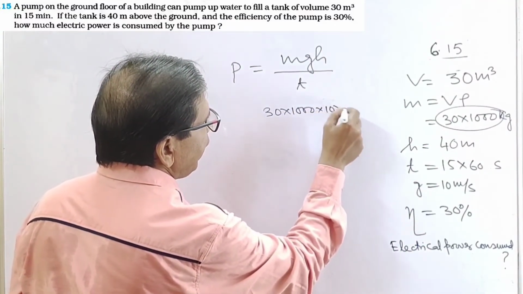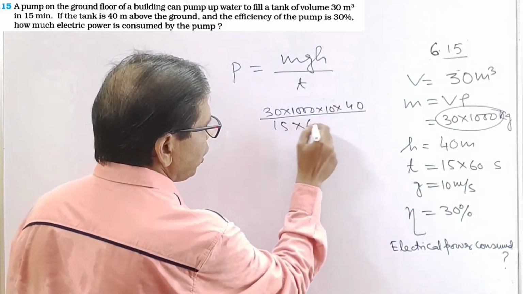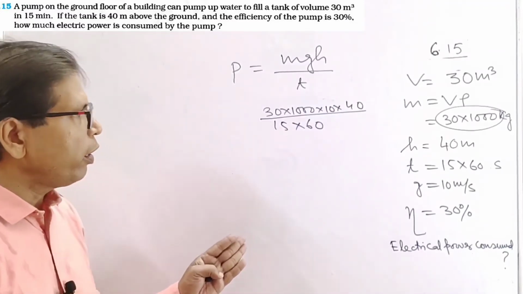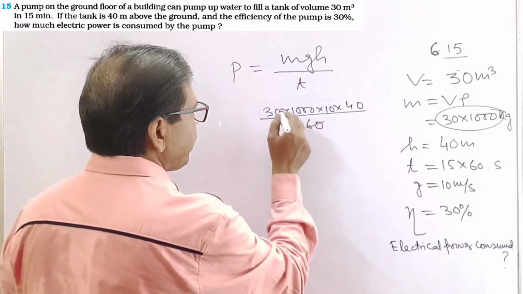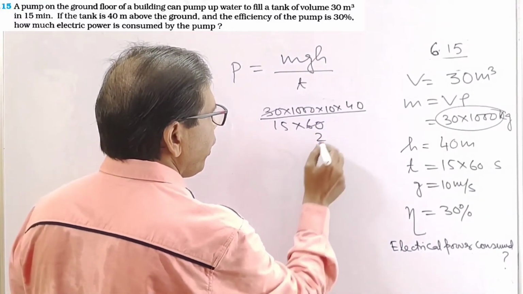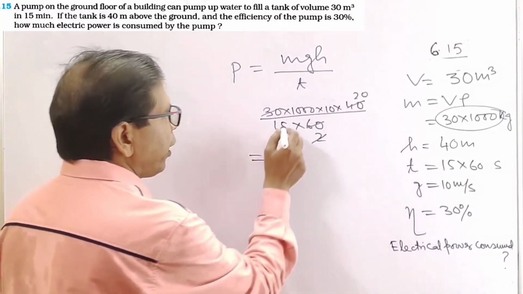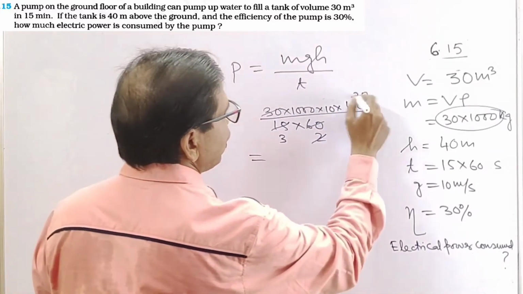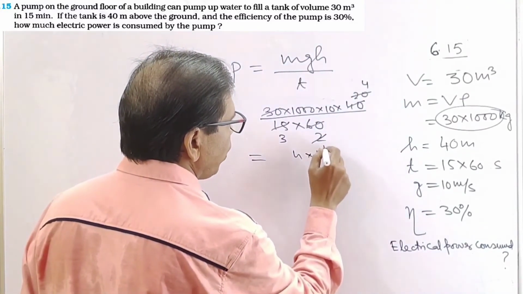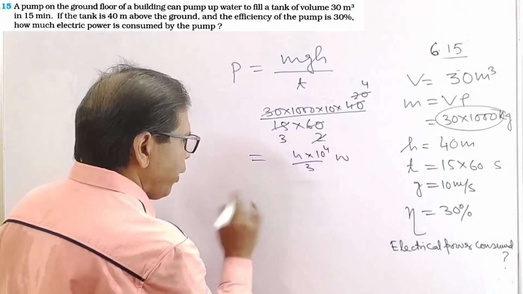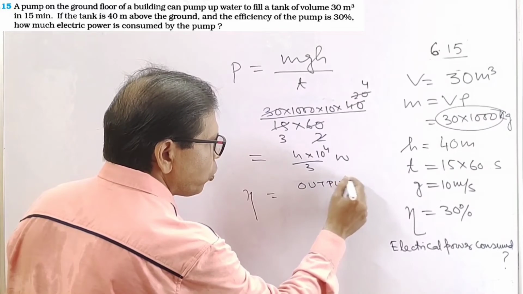g is 10, h is 40 and this is 15 into 60. This is the mechanical power used by the motor. Simplifying, this is 4 into 10 to the power 4 divided by 3 watt. Now efficiency equals output divided by input.